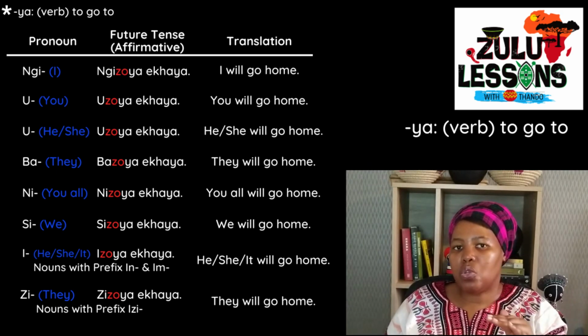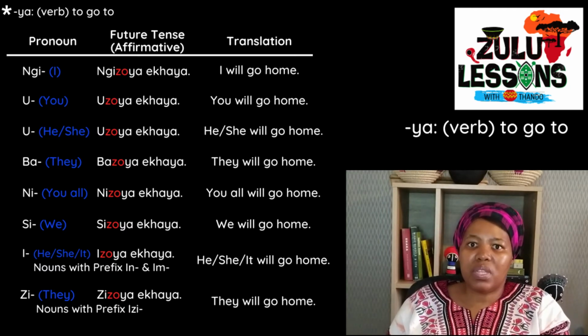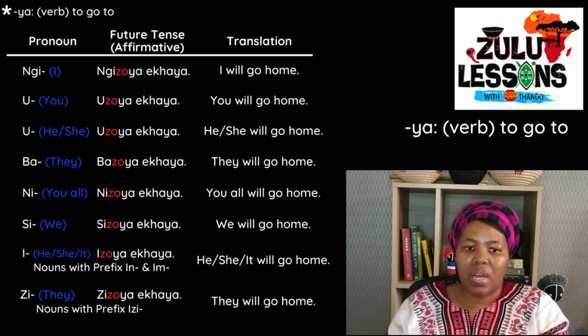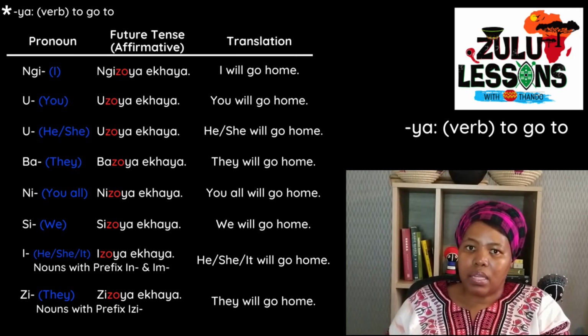Ngizoya, I will go. I can leave it at that, I will go. But I can also then add, I will go home. Ngizoya ekhaya, I will go home. Uzoya ekhaya, you will go home. Uzoya ekhaya, he or she will go home.